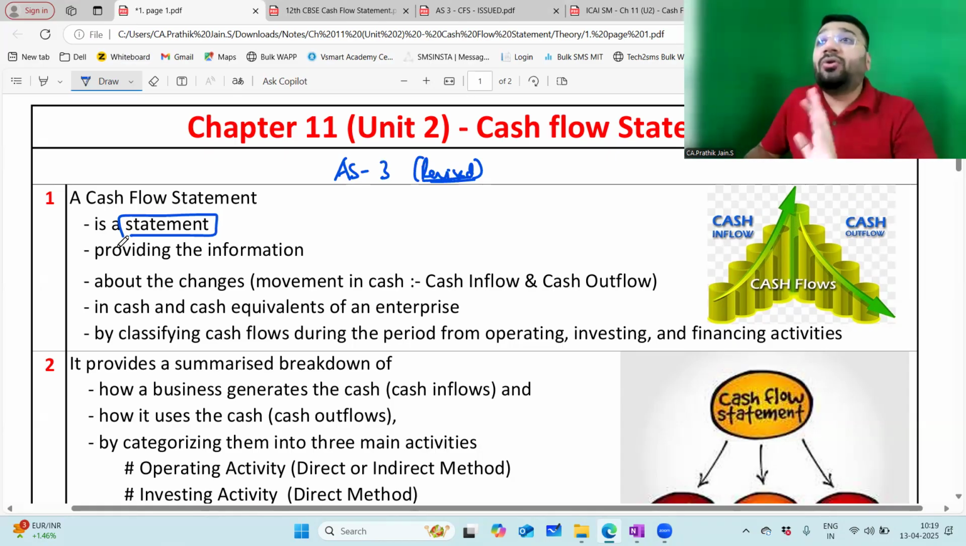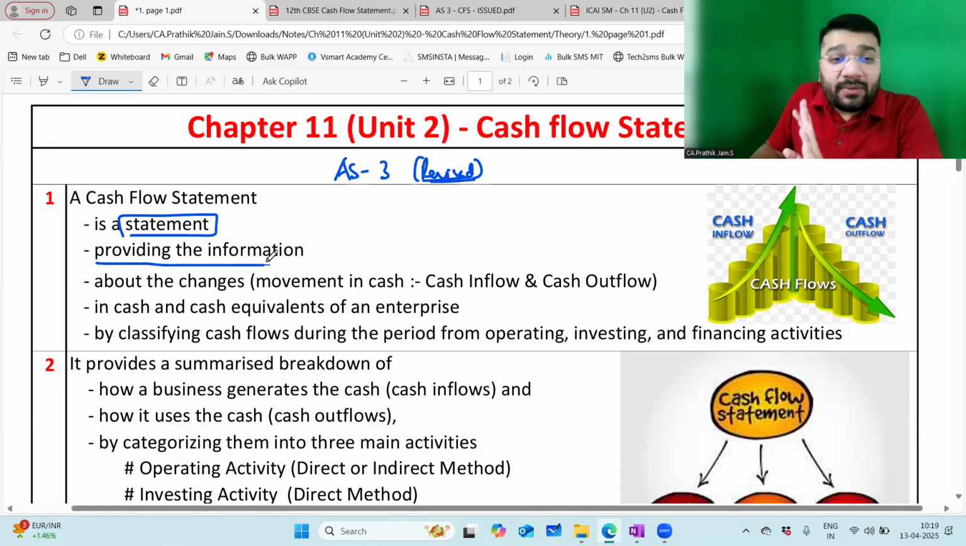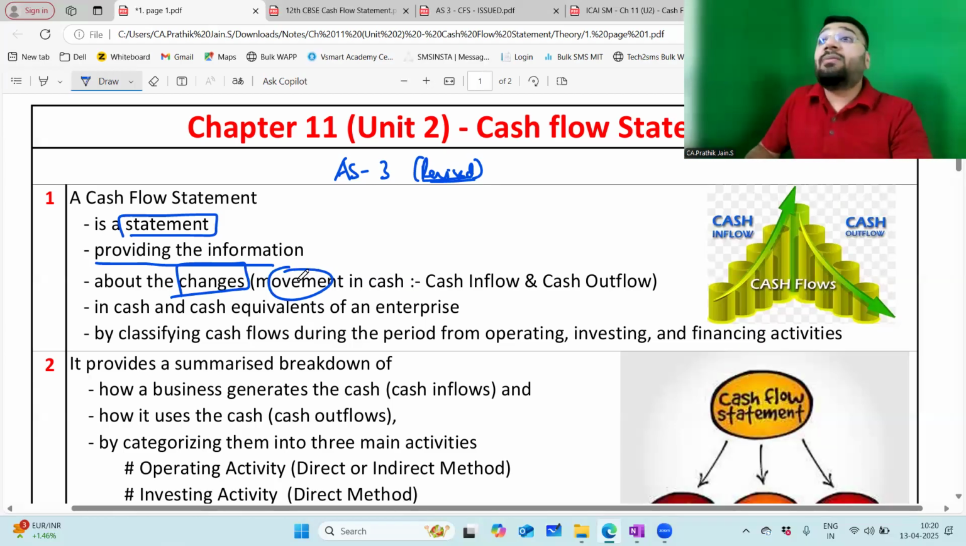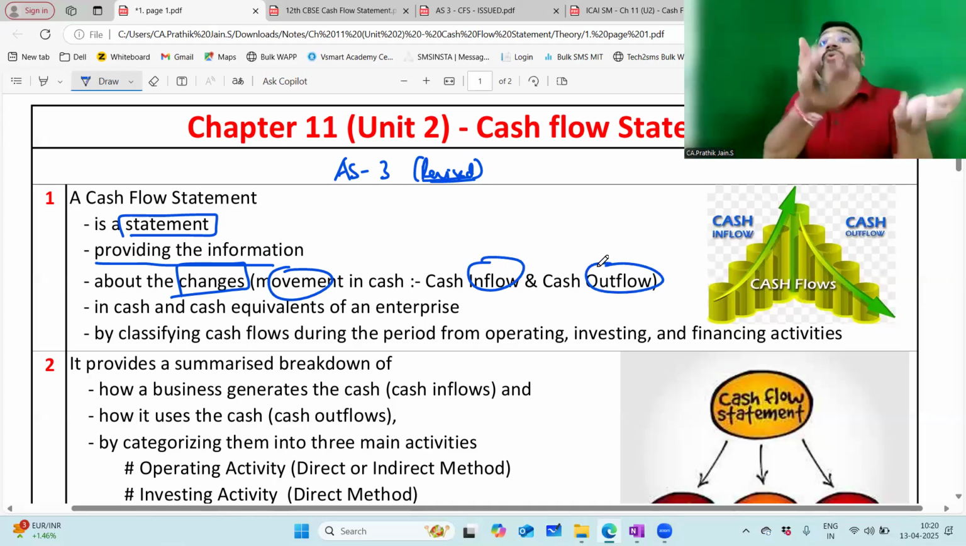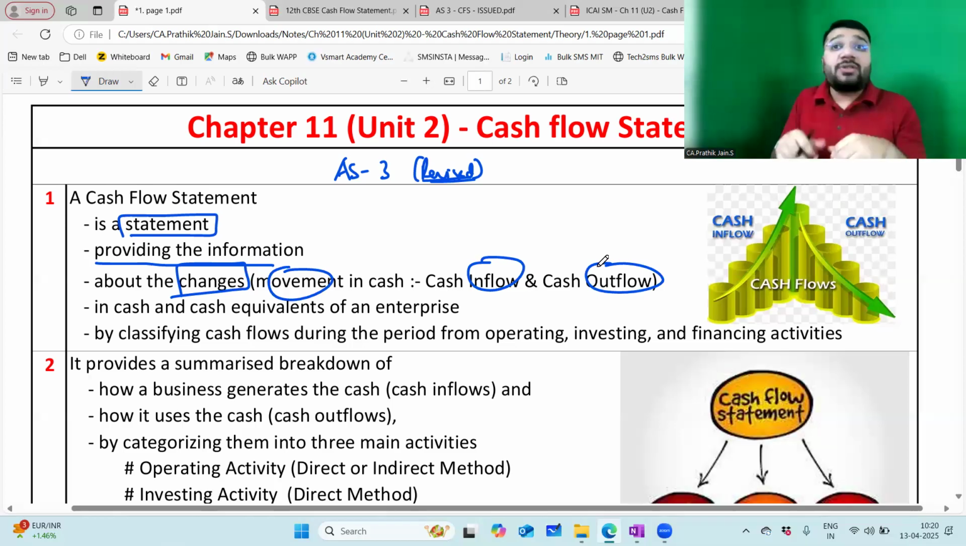Sir, what does this statement do? This statement provides us the information about the changes in the cash and cash equivalent. Sir, what do you mean by changes? Changes means movement in the cash. Movement means we are trying to determine the inflows and outflow of the cash and cash equivalent: from which sources the money has come in, and to which sources the money has been applied towards. That information this particular statement gives us.